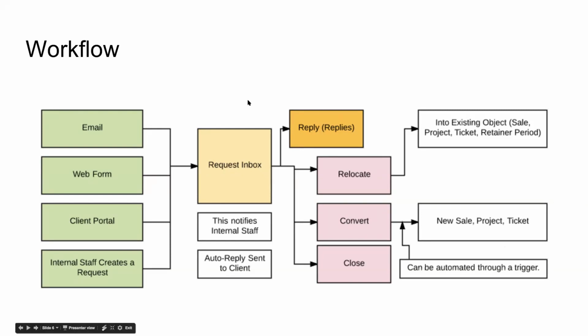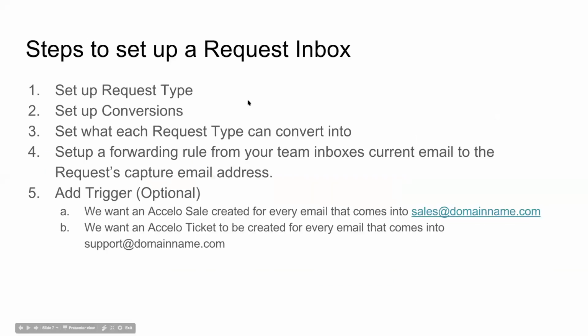Again, feel free to ask any questions along the way. But otherwise, just kind of talking through the steps before we set it up live together. The first step is to set up a request type. The second step is to set up conversions. So what can this request convert into? So think of your sales, tickets, and projects, and you can even name specific sales types or specific ticket types.